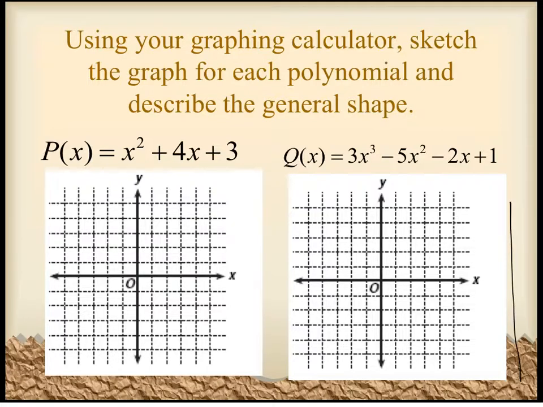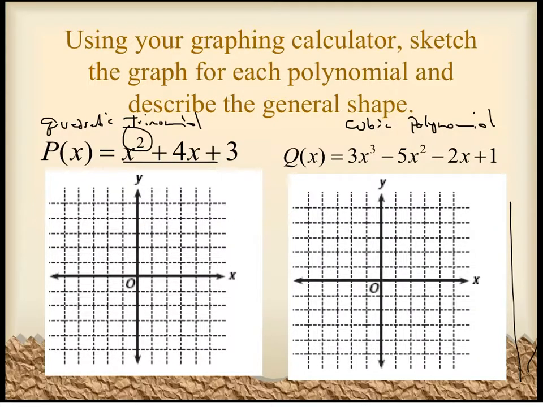And why don't we do this real quick too. This guy, because it's squared and there's three terms, this is a quadratic trinomial. And this is a cubic, and because there's more than three terms, we're just going to call it a polynomial. So we have a quadratic trinomial and a cubic polynomial. So let's go ahead, graph it on your calculator, and we're going to approximate.